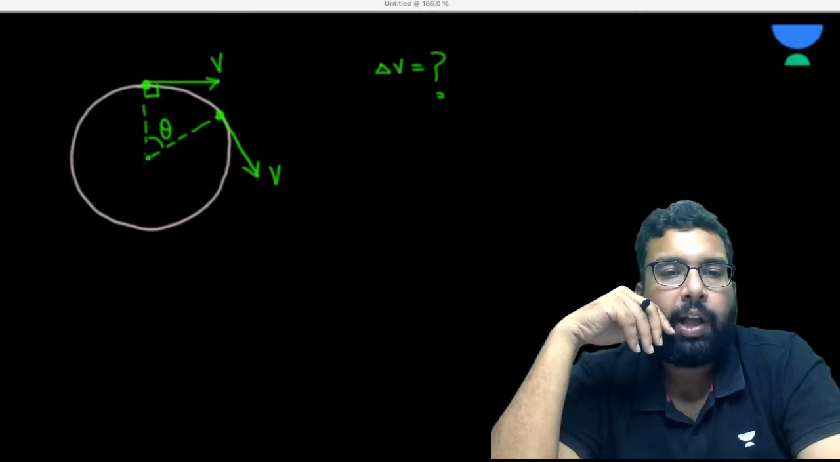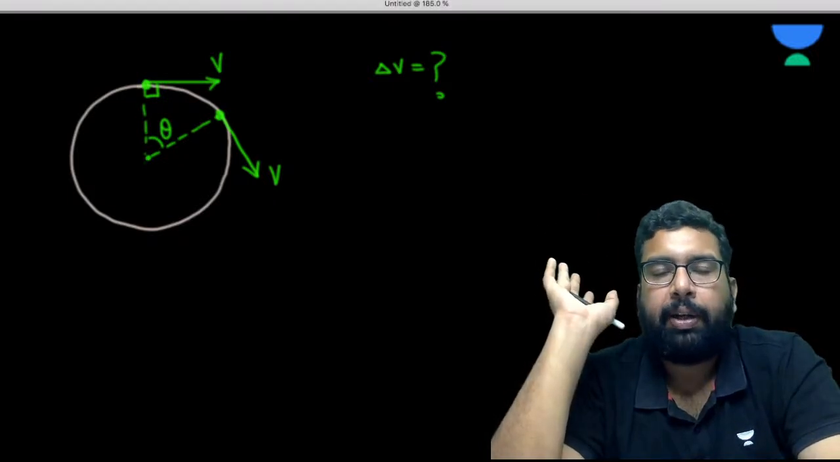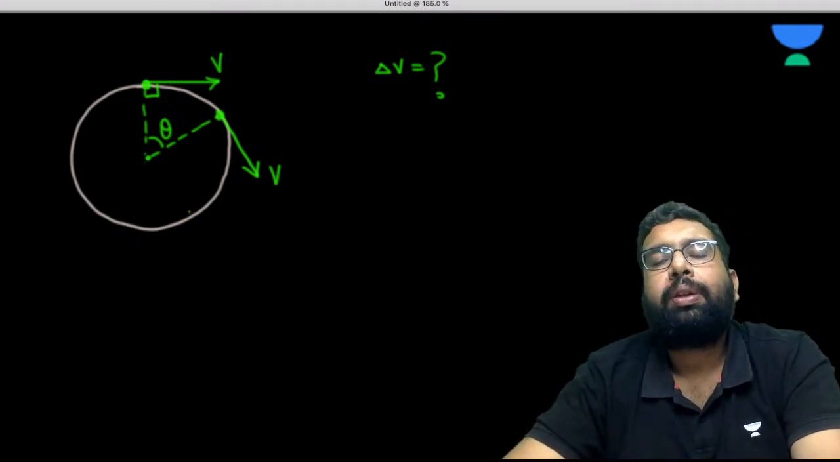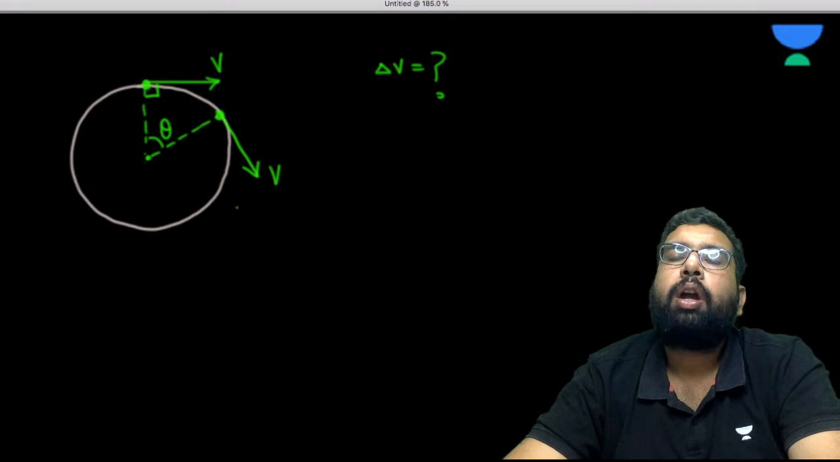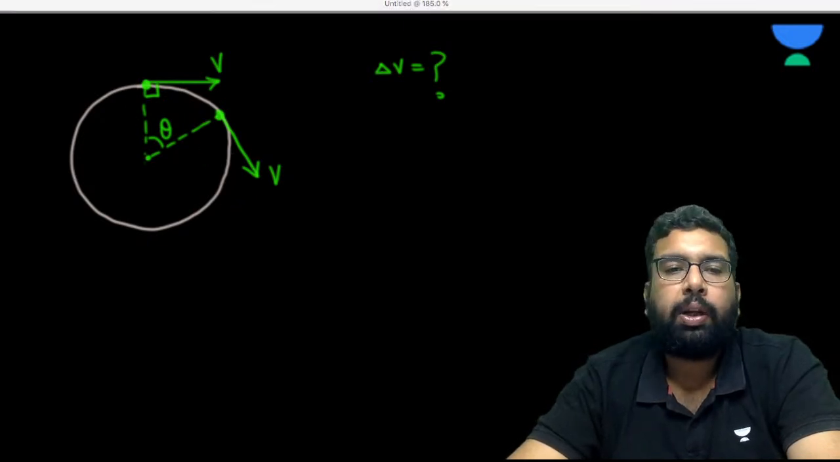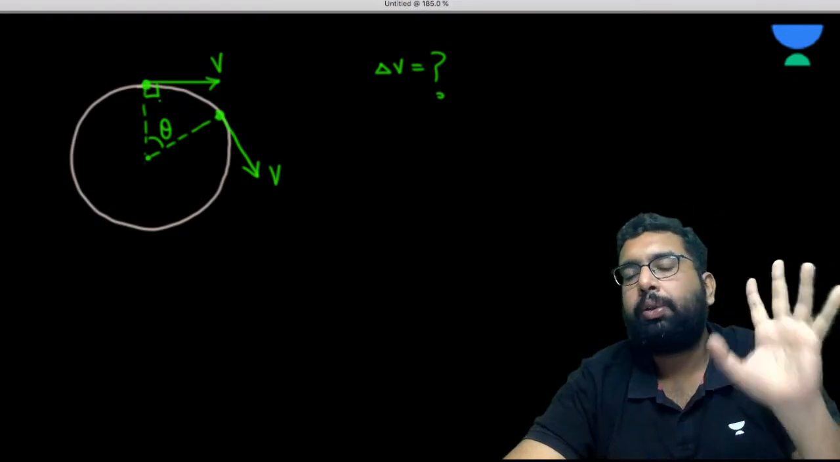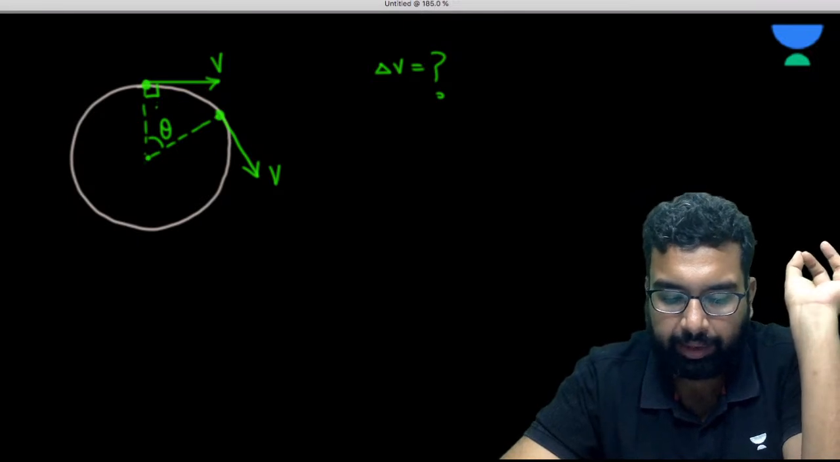Okay, let me do it. First of all, see what we are trying to do. Firstly, this is uniform circular motion. How, sir? Because the particle is following a circular path and its speed is not changing. If these two conditions are satisfied, yes, now it is correct.